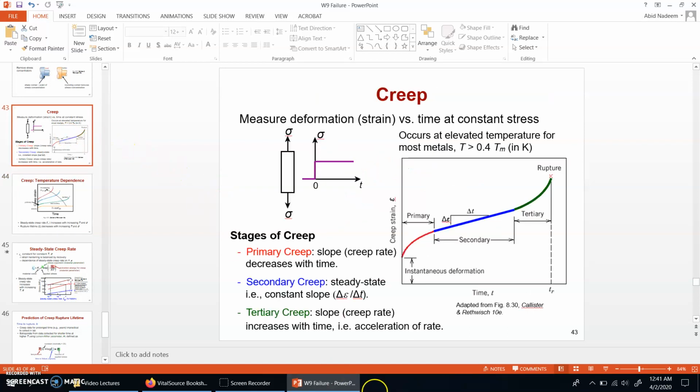Remember that the steady state creep rate is the ratio of the change in the strain to the change in the time. So the creep rate is the strain per unit of time. Therefore its units will be like per hour, per second, per year, per month, etc., depending on how you measure the time.